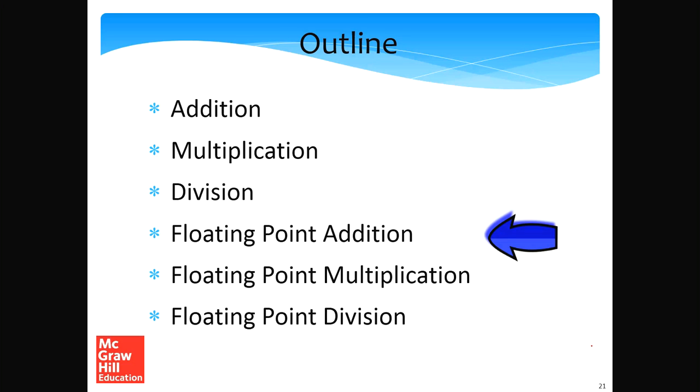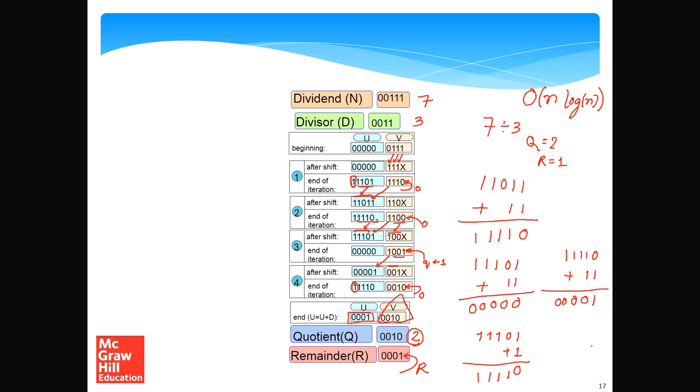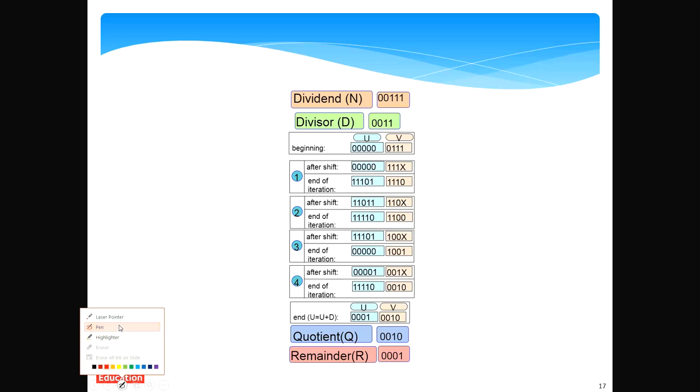Alright, so I explained two kinds of algorithms, restoring and non-restoring, and with the help of this example, we explained how to divide 7 by 3 and compute the quotient and the remainder. So in this context, two algorithms were discussed: restoring and non-restoring.